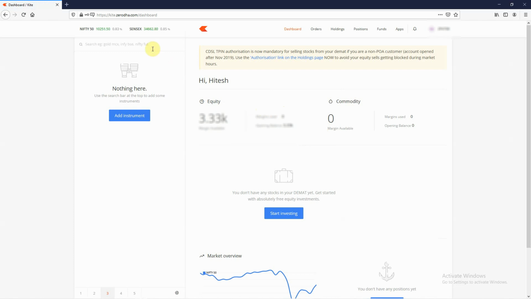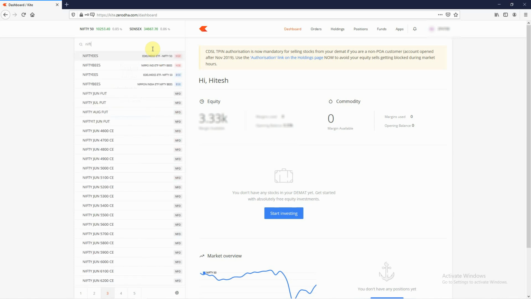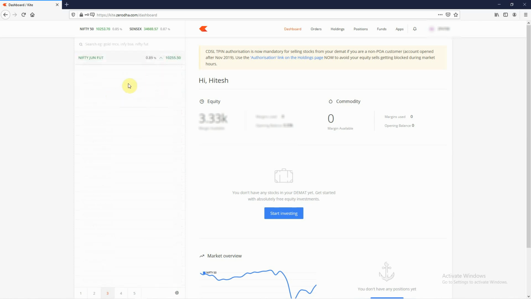First of all, we need to know where the Nifty contract is trading for the current futures. How do you get that? You just type Nifty and you go for June futures, which we see here. It's trading at 10,254.895. These are live prices.